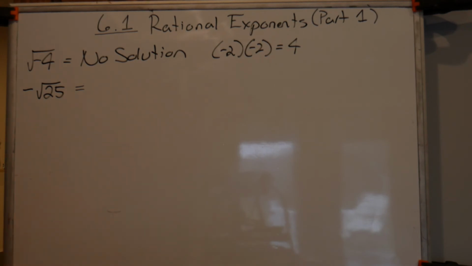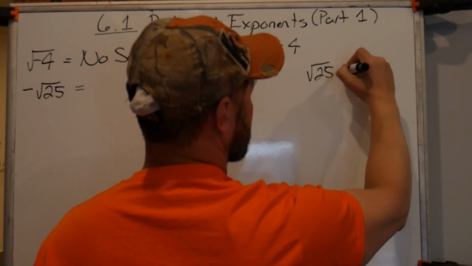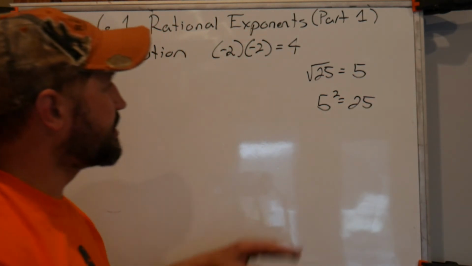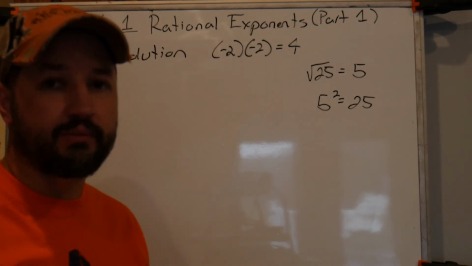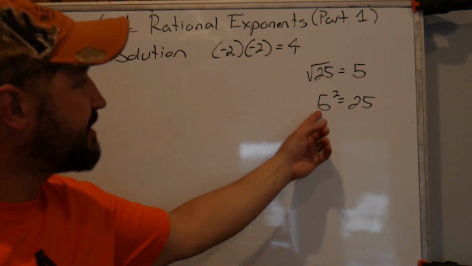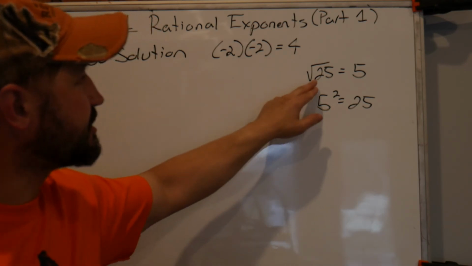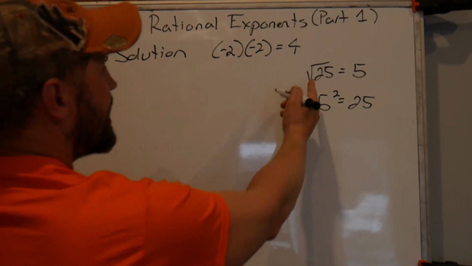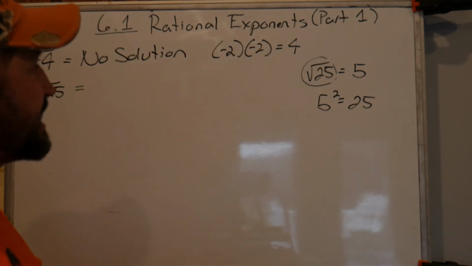When they throw a negative out front, there is a value. There's a value to square root of 25. Just like if someone writes 5 squared, they mean 25. It's the same. 5 squared is a fancy way to write 25. Same here, square root of 25, fancy way to write 5. That's all it is. So we know that value, square root of 25 is 5.